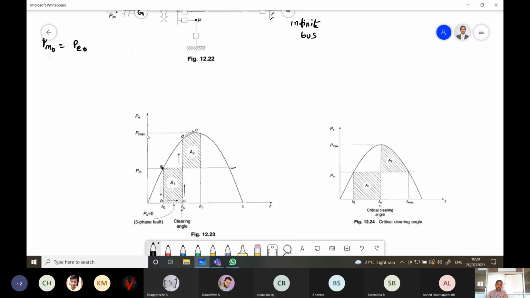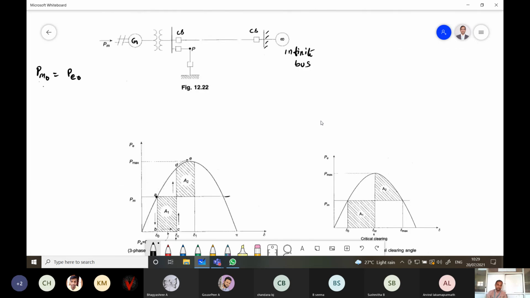Now, on the other hand, a three-phase fault occurs, suppose at point P. This three-phase fault occurs at point P, which is very near to this generator bus.